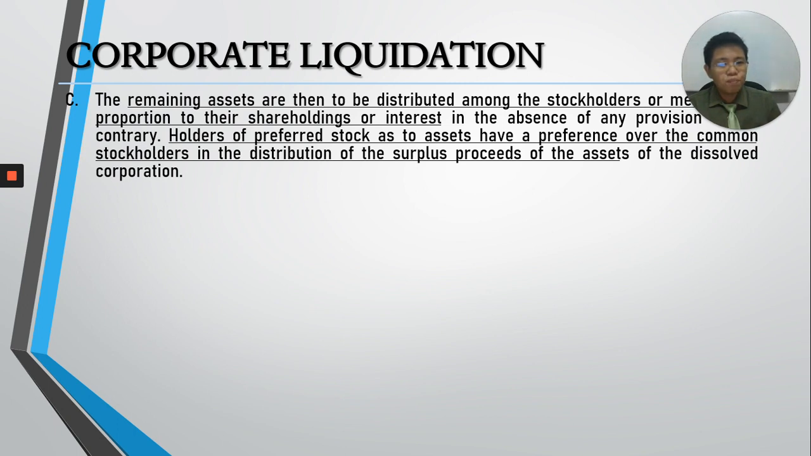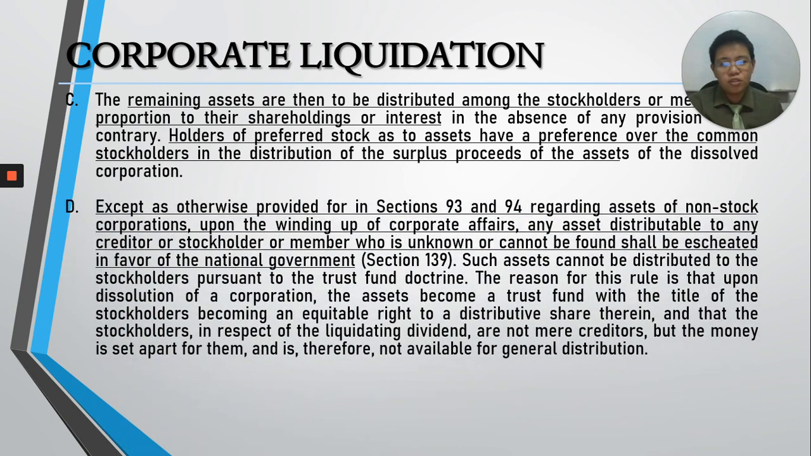Again, holders of preferred stock as to assets have preference over common stockholders in the distribution of surplus profits of the dissolved corporation, except as otherwise provided in 93 and 94 in case of distribution of assets of non-stock corporations. Remember, 93 is yung order of priority in the distribution of the assets of a non-stock corporation. In Section 94, this talks about the plan of distribution.